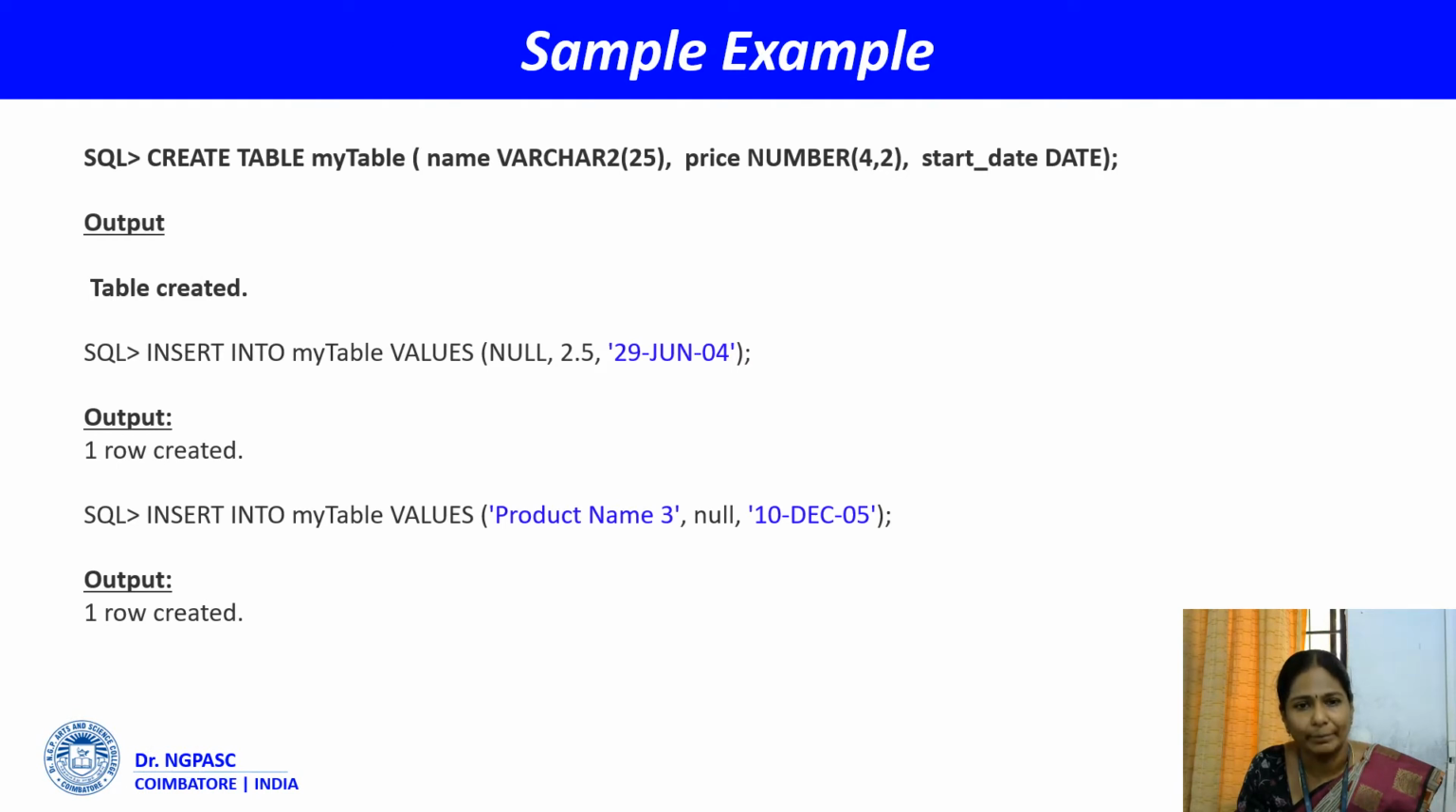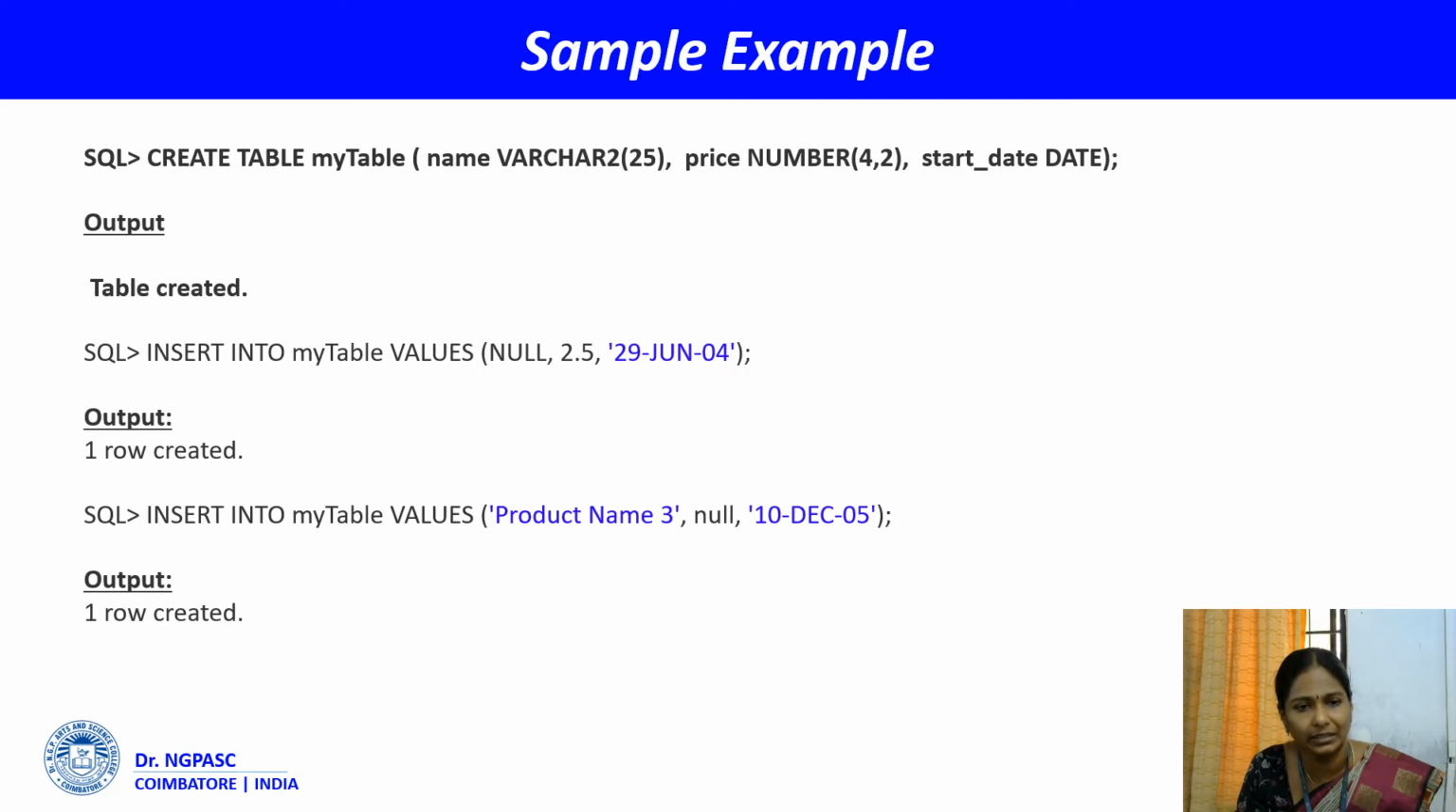The next is a sample example. First of all, you create the table. Only after creating it is it possible to enter data into the table. In the create statement query, create table is a keyword and my table is the name of the table. In this table, you declare 3 fields: name, price, and start date. You create 3 columns, 3 attributes, in the particular table called my table. After creating the table, the output is displayed as table created.